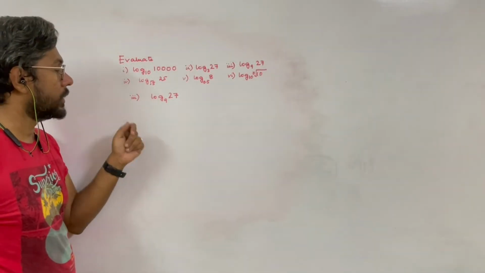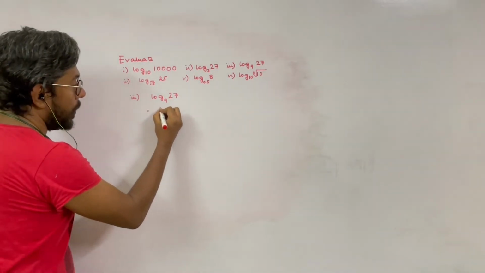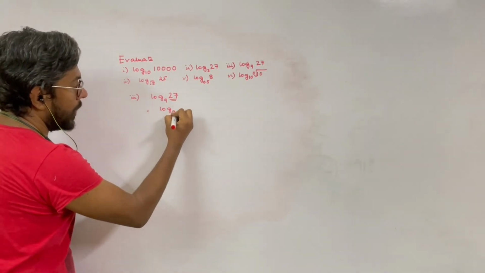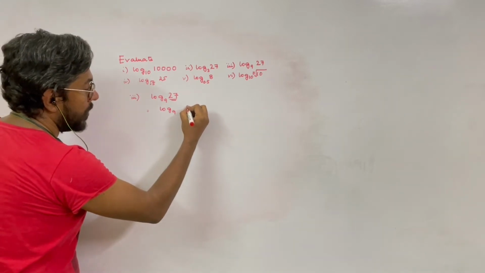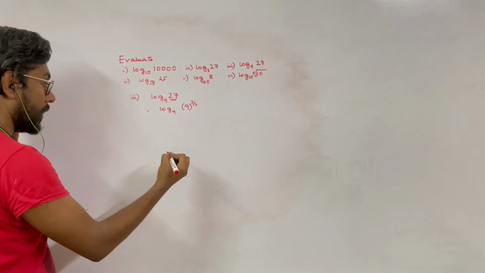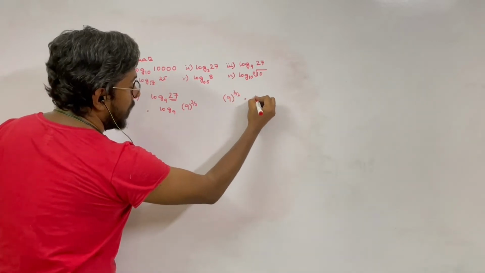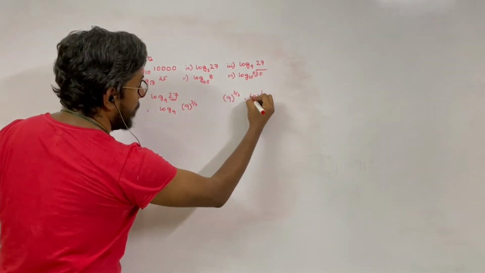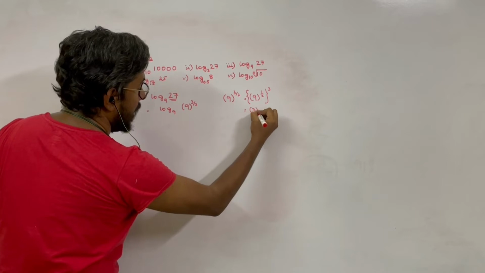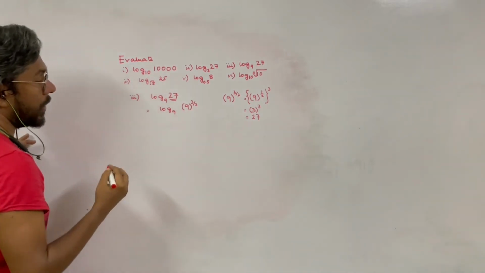Coming back to the third sum, which is log 27 base 9. While solving these kinds of sums, we try to take the number that we have here in terms of the base. So we will write 27 as 9 to the power 3 by 2. Why are we writing this? Because 9 to the power 3 by 2 means 9 to the power half, to the power 3. So that means 3 to the power 3, that is 27. So 27 can be written as 9 to the power 3 by 2.